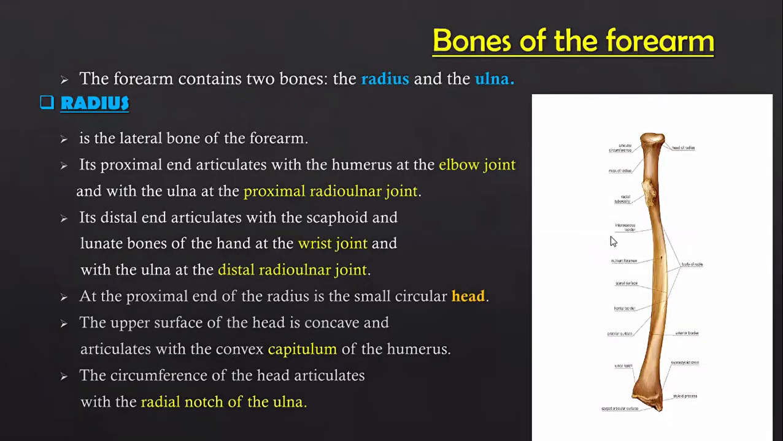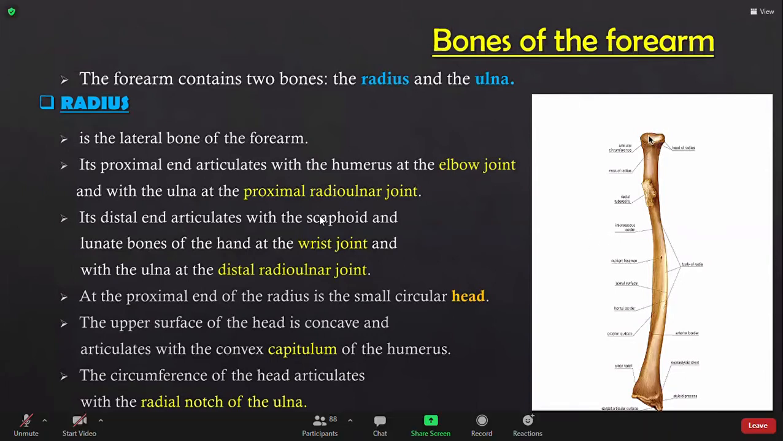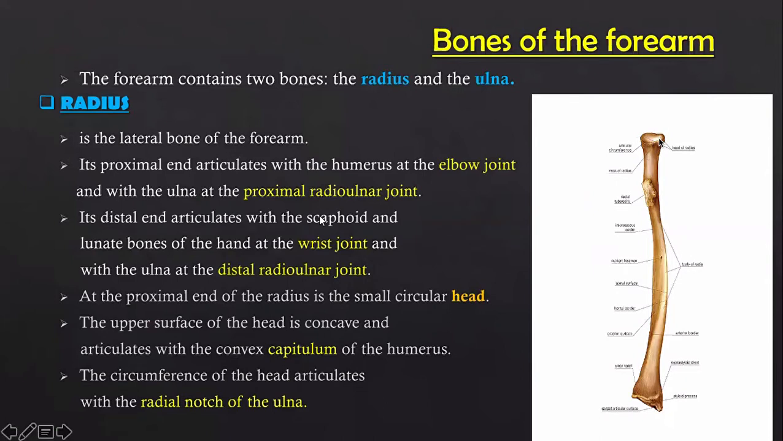At the proximal end of the radius is a small circular head. So this is the head of the radius. The upper surface of the head is concave. So it is concave and it articulates with the convex capitulum of the humerus. The circumference of the head articulates with the radial notch of the ulna.